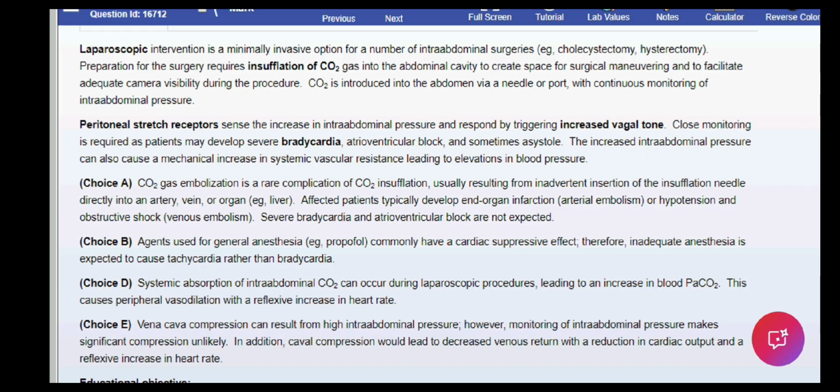About absorption of abdominal CO2, it's not related. It could cause peripheral vasodilation, because CO2 is a vasodilator agent, and we'll see a reflexive increase in heart rate, not decrease. About vena cava compression, no, it's not a good cause at all, because if there is vena cava compression, that will cause an increase in heart rate. Because if we lower blood return to the heart, that could cause an increase in heart rate, not decrease.